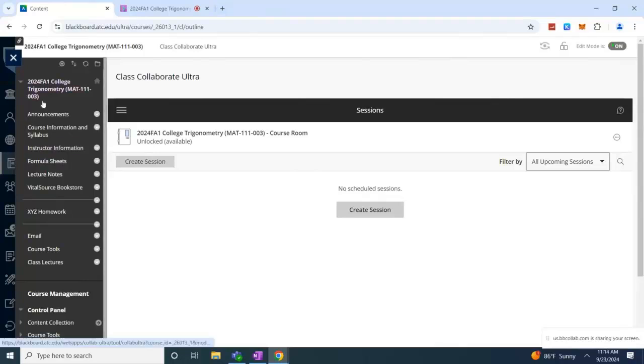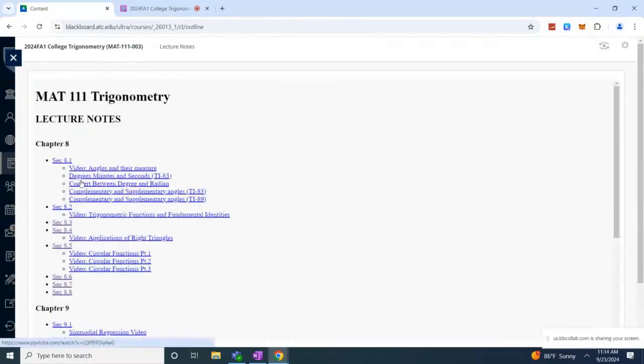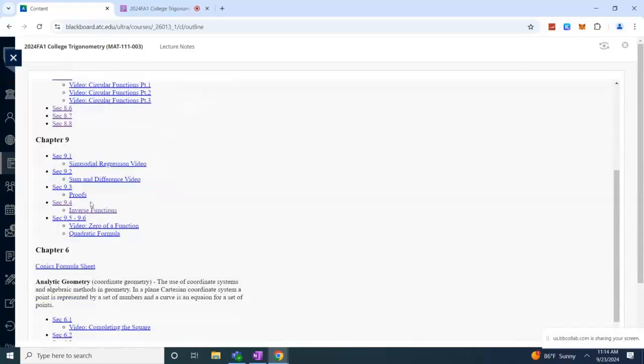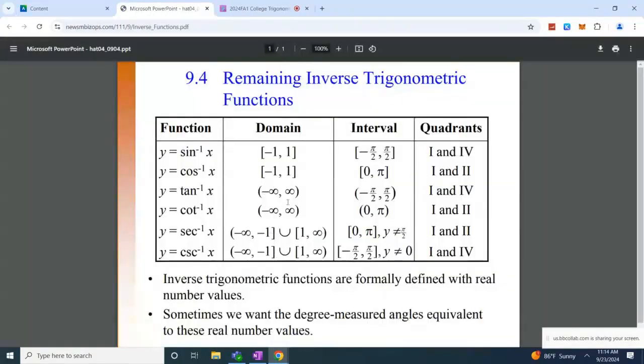So just to show where I'm pulling these documents from, in the lecture notes section, and even though we're in module 2.3, as far as these lecture notes are concerned, in chapter 9, under section 9.4, there is another PowerPoint called inverse functions. Okay, and I'm going to use this. So we're going to talk about inverse functions. I'm using this particular chart.